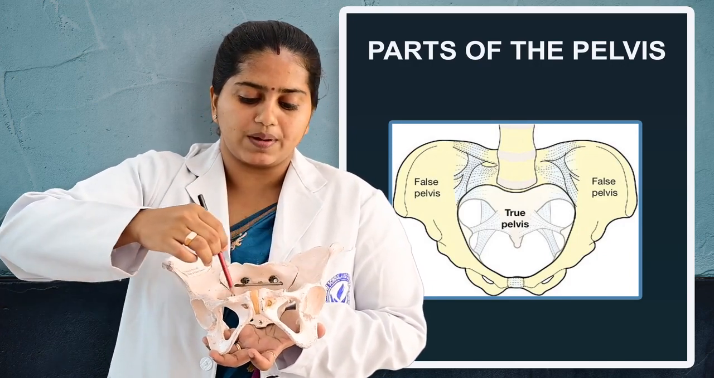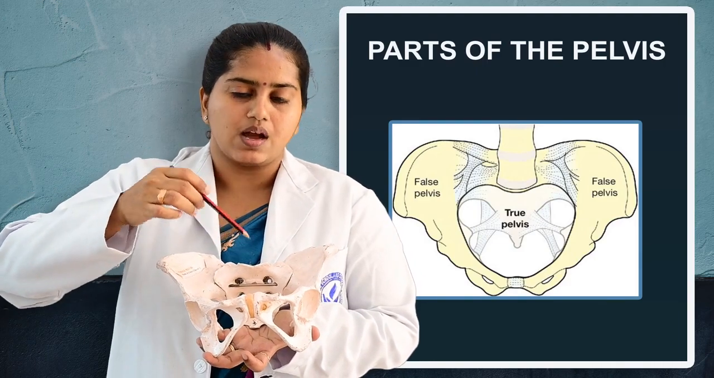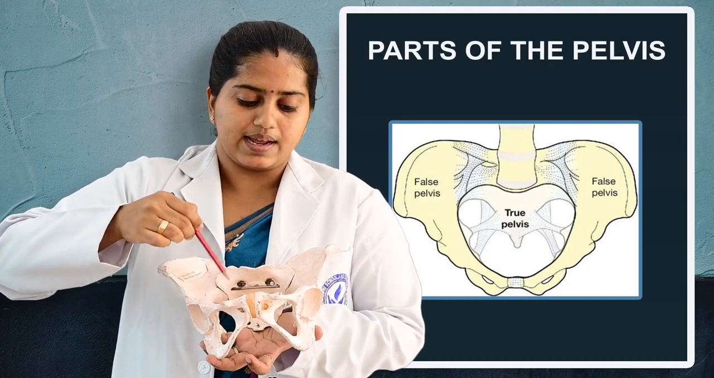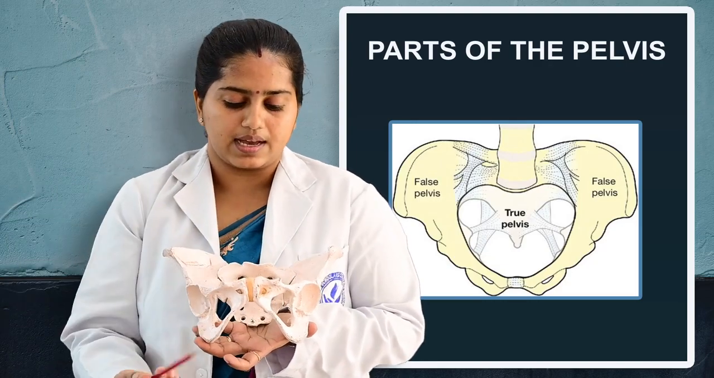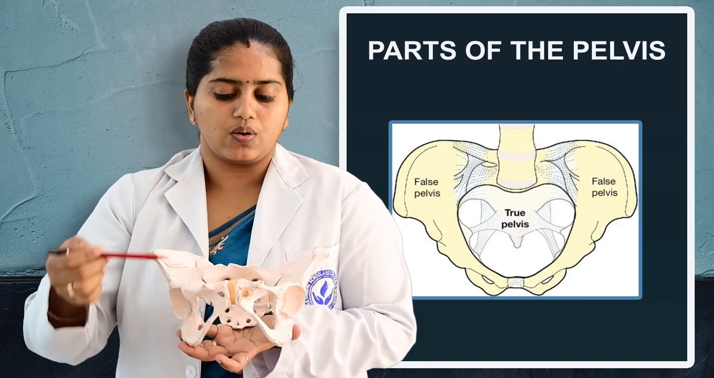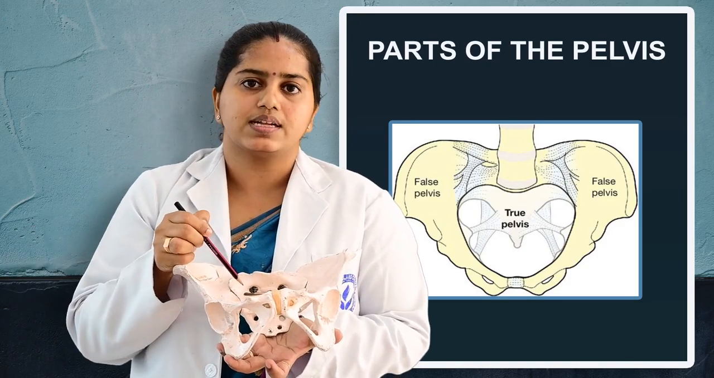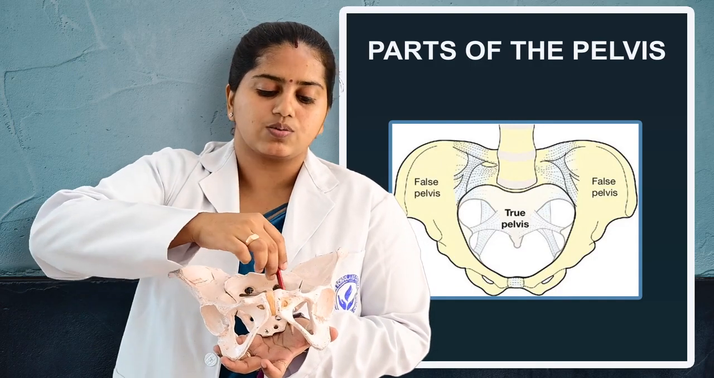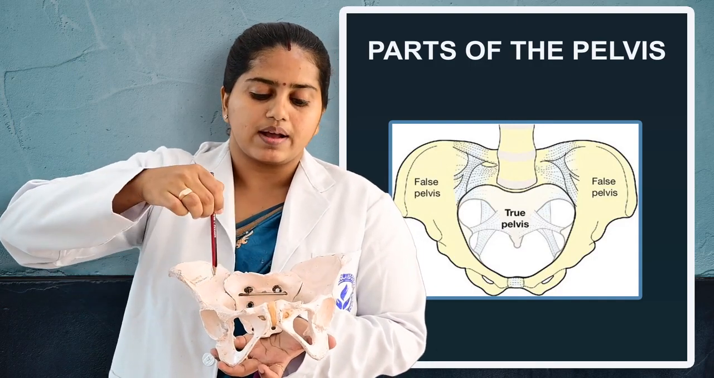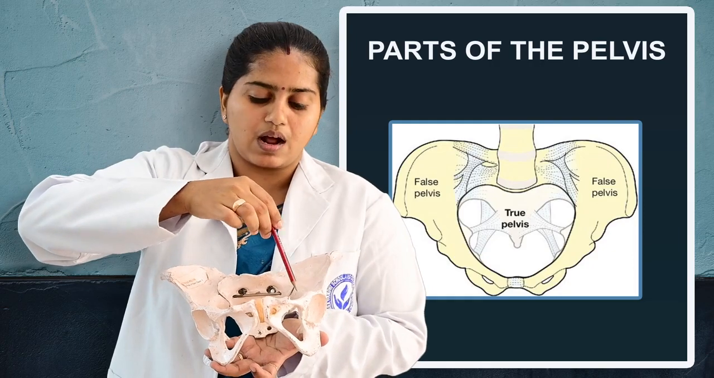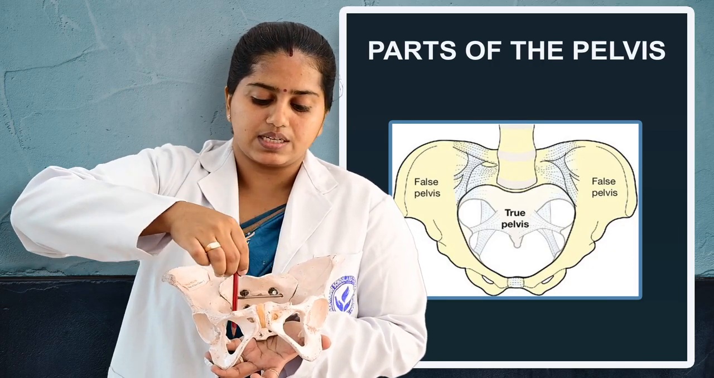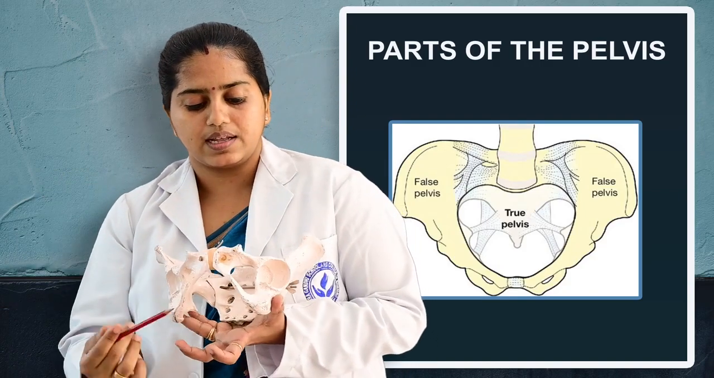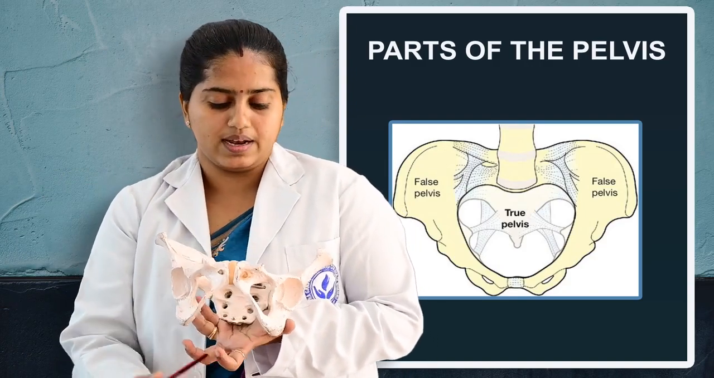So what are the parts of the true pelvis? The true pelvis consists of three parts: the inlet, the cavity, and the outlet. The inlet is otherwise known as the brim. The cavity is a hollow. In the gynecoid pelvis, the brim is round in nature. The cavity is a hollow, and all the diameters will be the same. Then the outlet is irregular in shape.